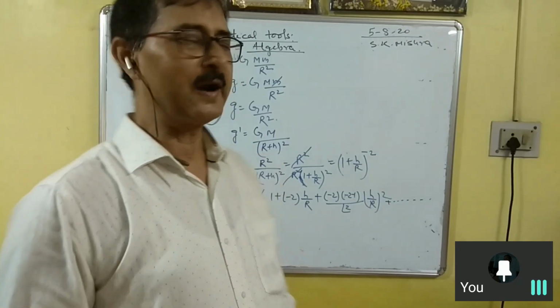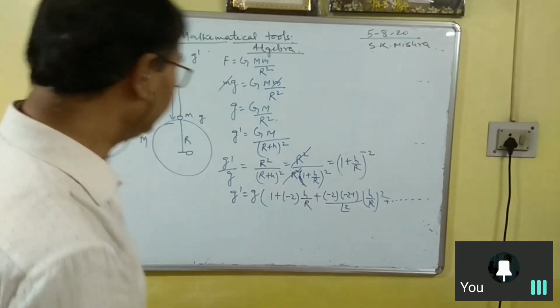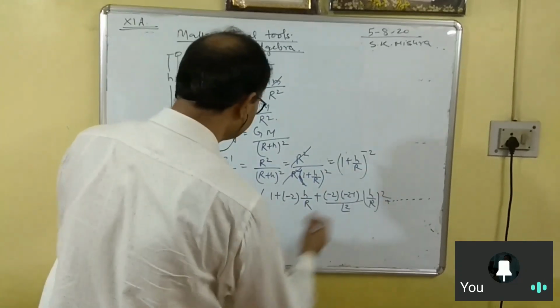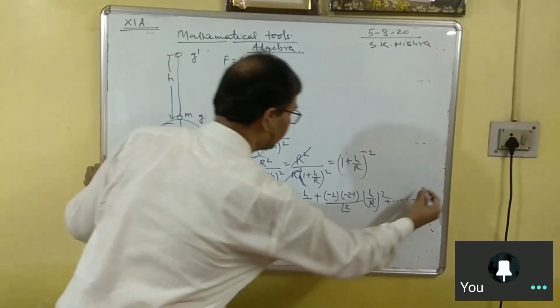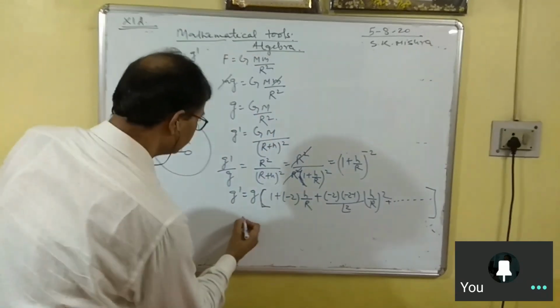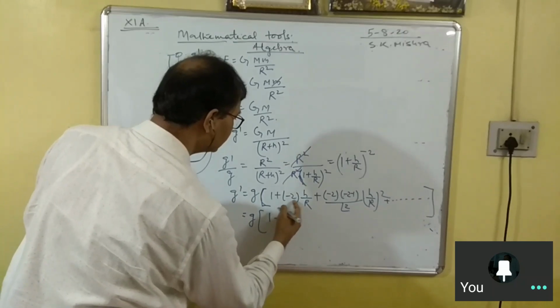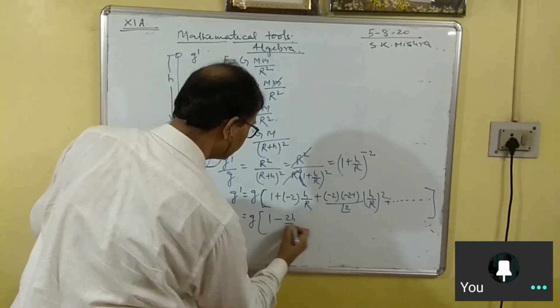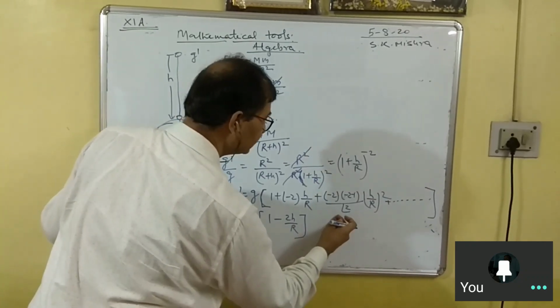How can you write the infinite terms on the whiteboard? So that's why we have taken certain terms, and this is in bracket form. So this is small g and then 1 minus 2h by r. Now we neglect these terms.